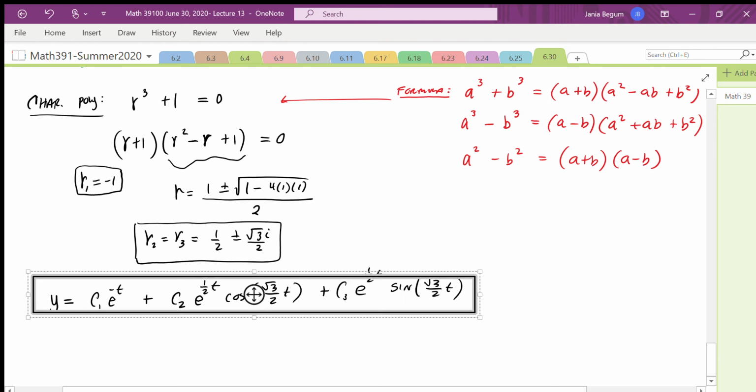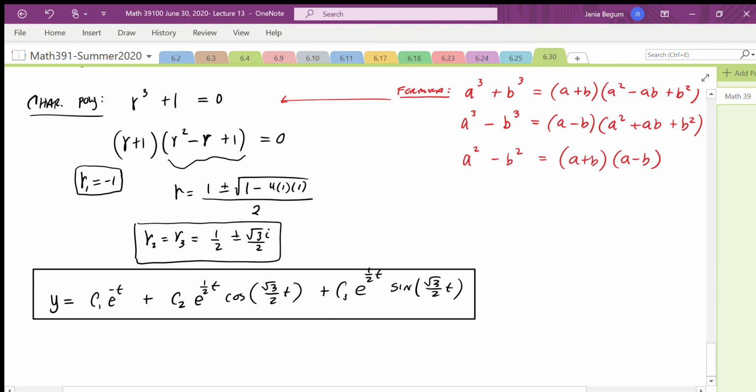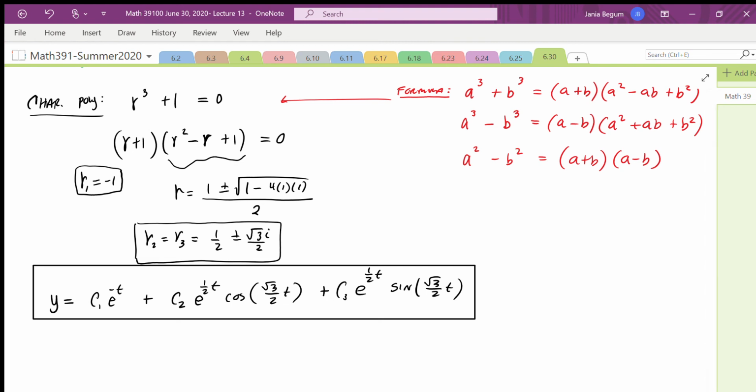Now, how many initial conditions do you need to solve this particular problem? 3, right? So you would need 3 initial conditions to solve. So we need 3.